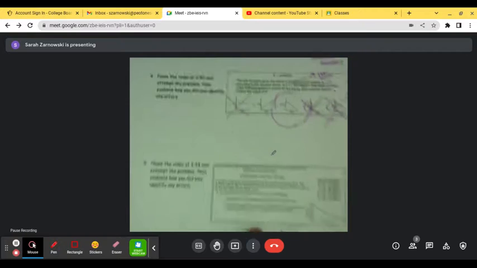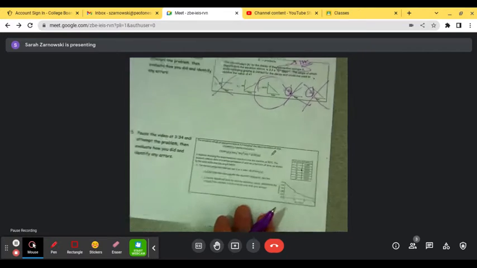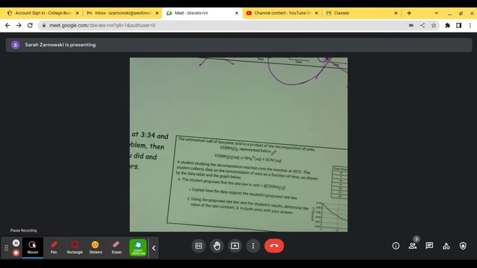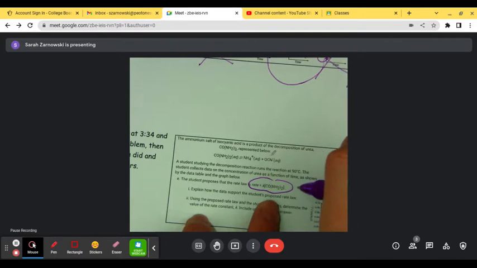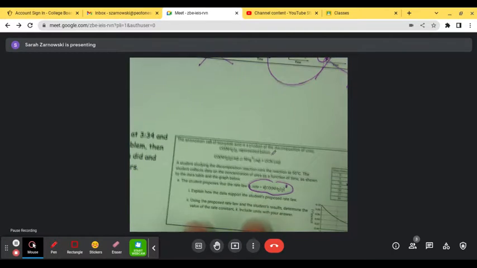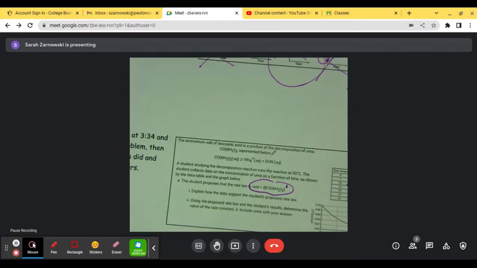Last problem here. Okay, the ammonium salt is a product of the decomposition of urea. They tell us there's some data in here. They want us to explain how the data supports the student's proposed rate law. So if I look at the student's rate law, that means it's first order, right? Because technically this would be 1, so it is first order. So how do we know it is first order?